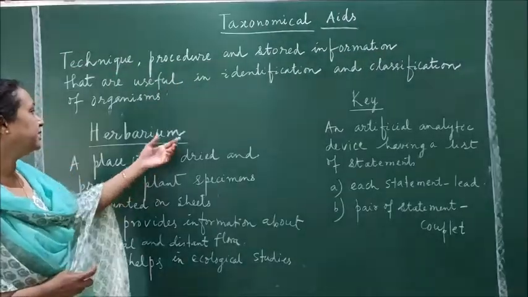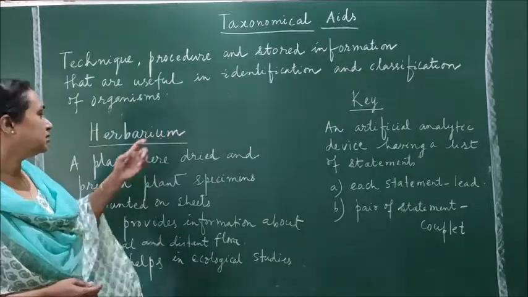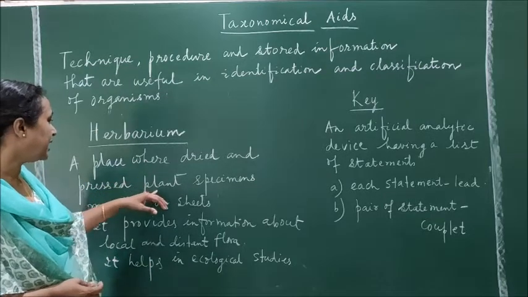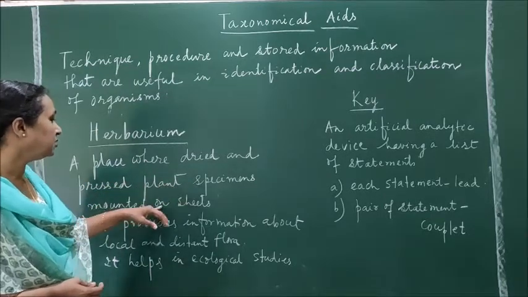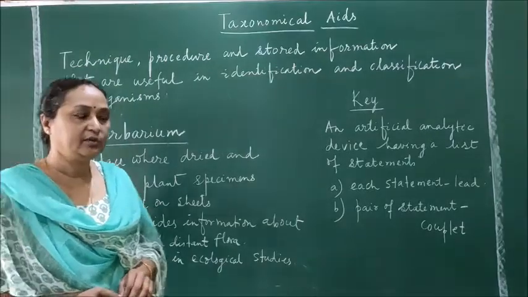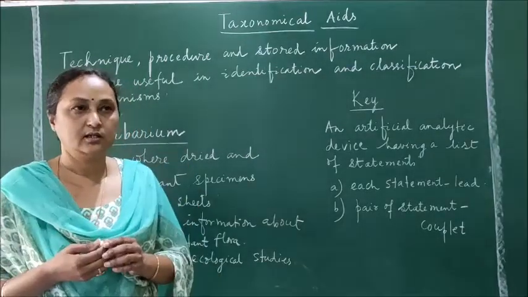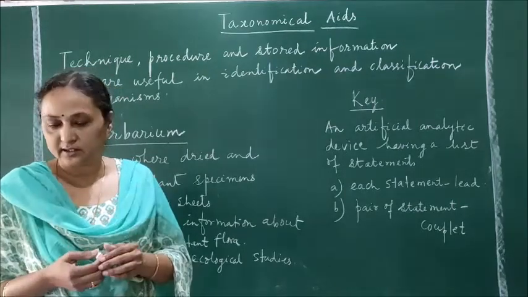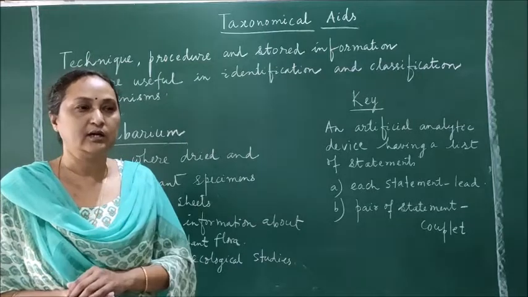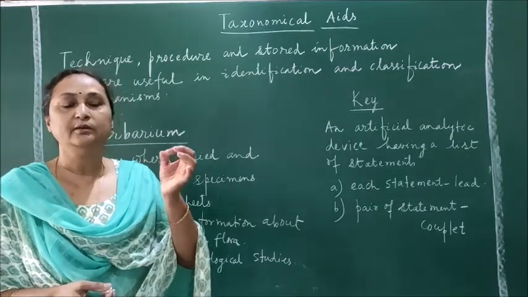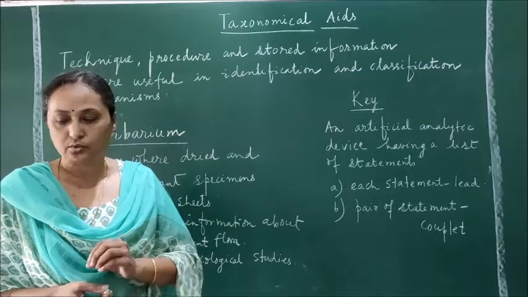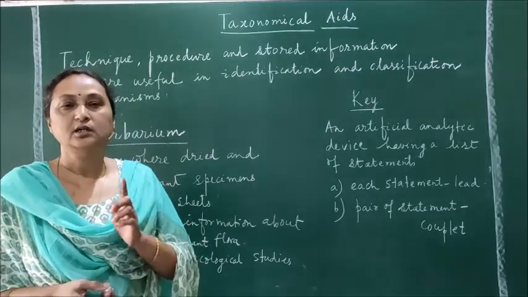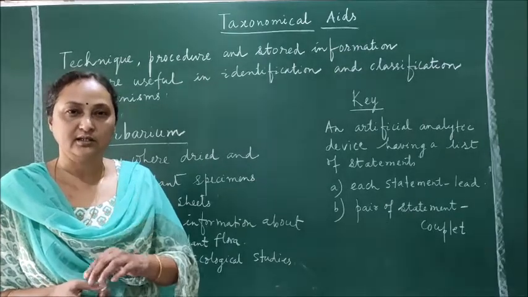Now the next taxonomical aid is the herbarium. What is a herbarium? It is a place where dried and pressed plant specimens are mounted on sheets. In the herbarium there are herbarium sheets, and dry plant material is taken. For example, if the plant is a small plant, the whole plant can be uprooted with the root and the shoot. And if the plant is bigger, then you can take only a small branch having leaves and flowers and fruits.